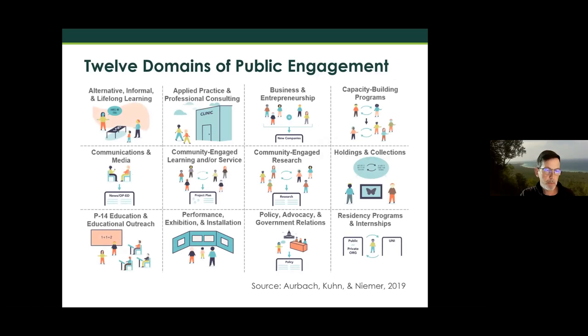These are 12 domains of public engagement. So you can see some very common forms of BI in here. For example, community-engaged research, performance, exhibition, and installation, education and educational outreach. These are some general categories of public outreach. Now, of course, not all BI involves public outreach, right? So if your main broader impact contribution is national security, you're probably not going to be doing a lot of public engagement with that. So I'm going to leave this up while you work for 5 minutes on jotting down some ideas about your BI activity, just to give you some general parameters to think about. So it's 2:52, so we'll be back at 2:57.